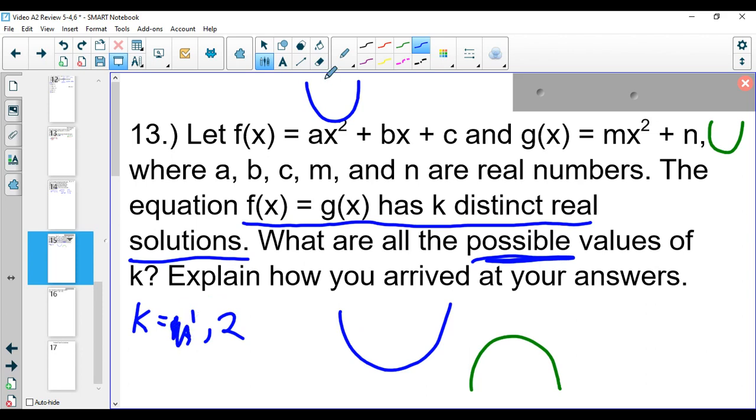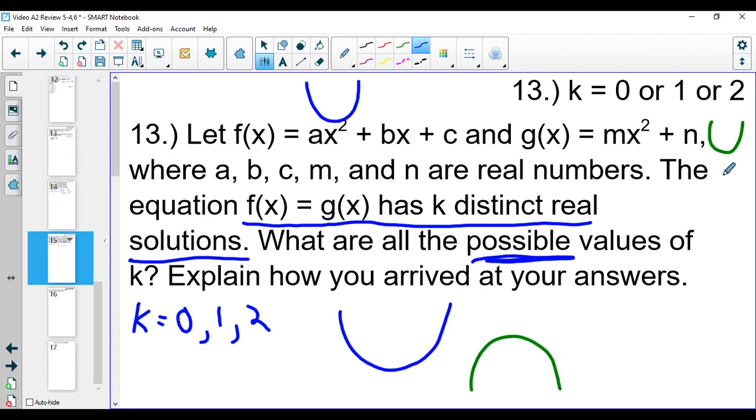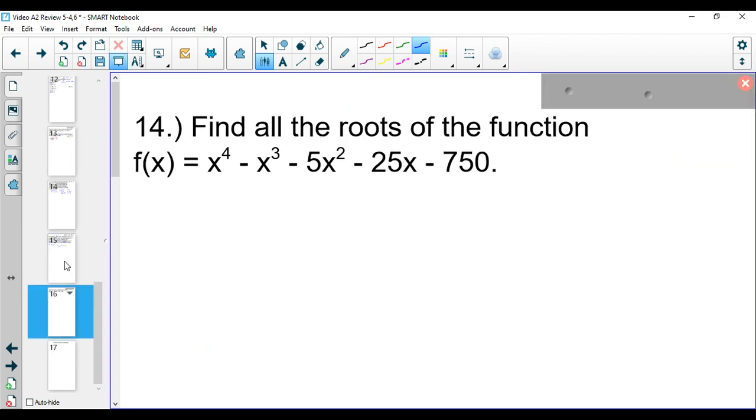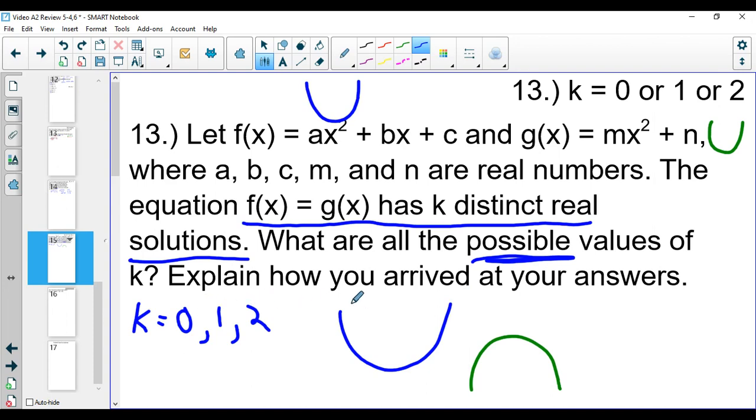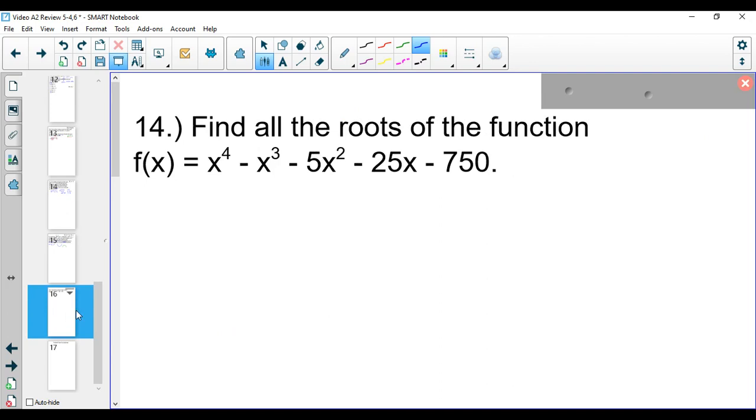I don't know why I have these numbers written in the worst way possible. 0, 1, and 2. That looks a little better. Could it cross any more times than that? I don't think so, because it'd have to curve back to hit one more time. So I think that's it. 0, 1, and 2. Yep, 0 or 1 or 2. Excellent. Oh, did that say explain? Okay, it did say explain how you arrived at your answers. Again, just everything I said there. That's the explanation. You don't need to see me write all that out.